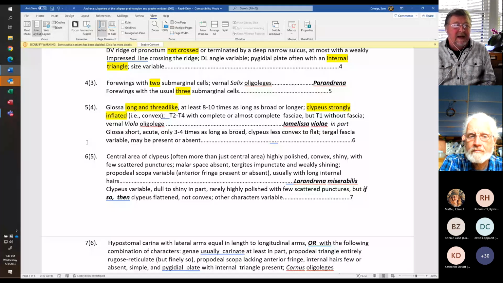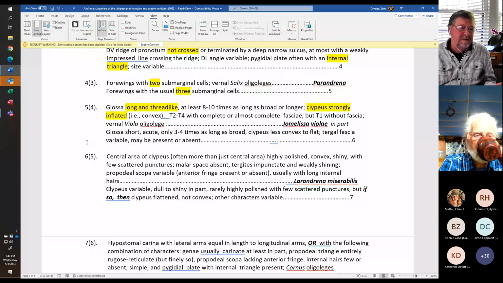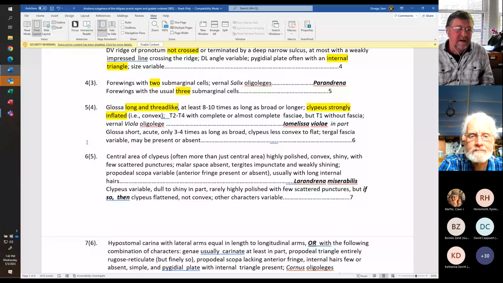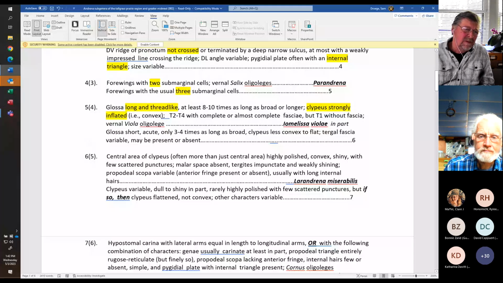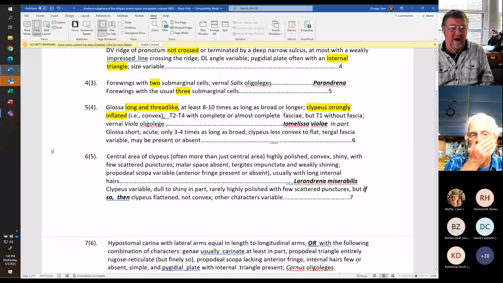So the next option then: all the other Andrena females in these have the tongue, the glossa, very short, and you would never confuse it with violae. And the clypeus is, while not always flat, very weakly convex or inflated compared to violae.